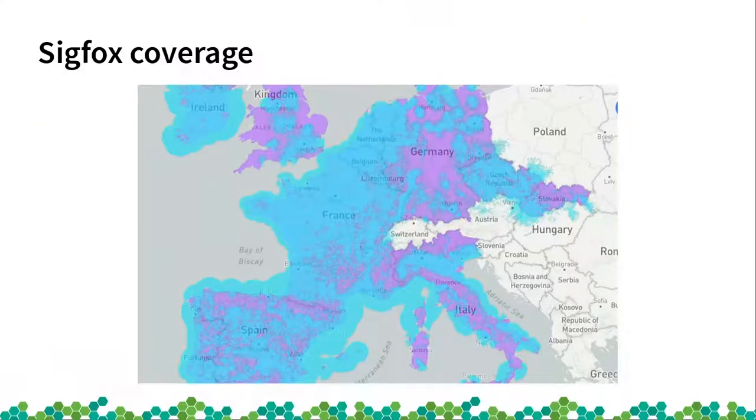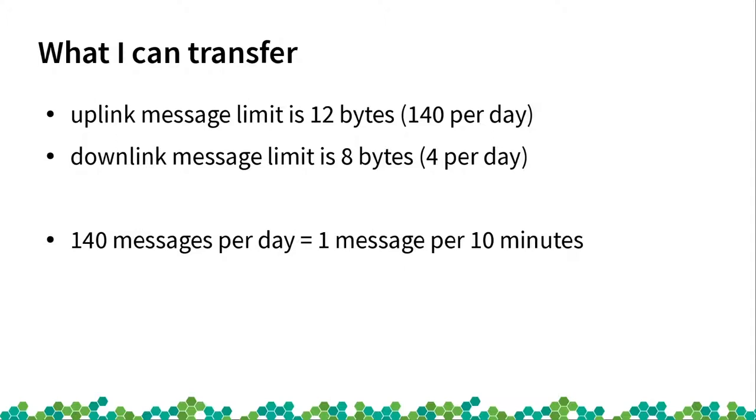Now, you're probably asking what you can transfer over the network. If you look at this, you would be surprised that this is quite a low amount of data. So the uplink message limit is 12 bytes. That means that in one message you send to the network from the device, you can transfer just 12 bytes. And you're limited to 140 messages per day. That's like one message every roughly 10 minutes.